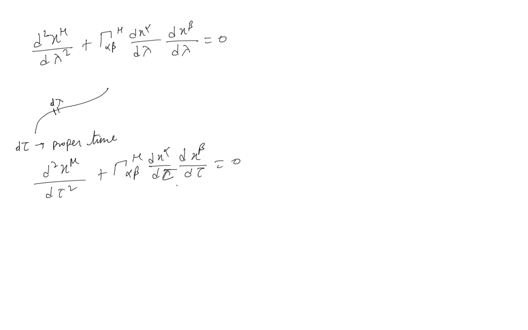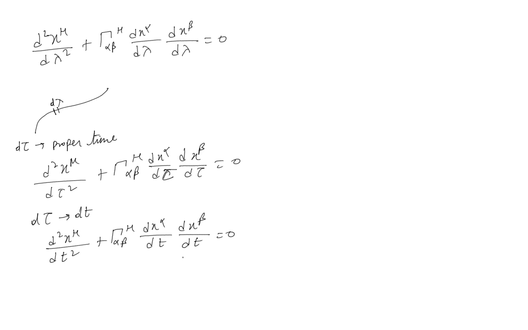Now, if it's a low velocity case, we know that we can change d tau to dt and simply write d²x^μ/dt² + Γ^μ_αβ (dx^α/dt)(dx^β/dt) = 0.